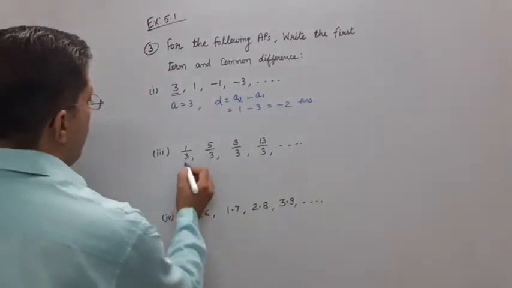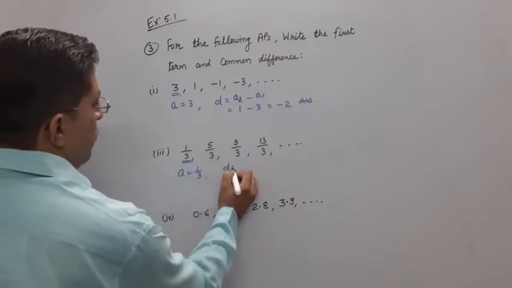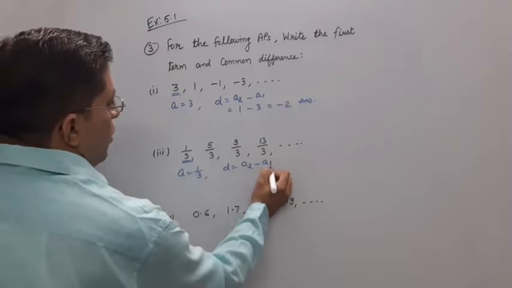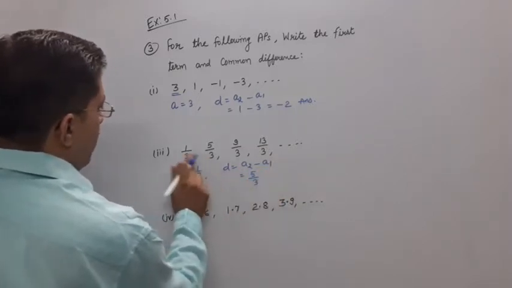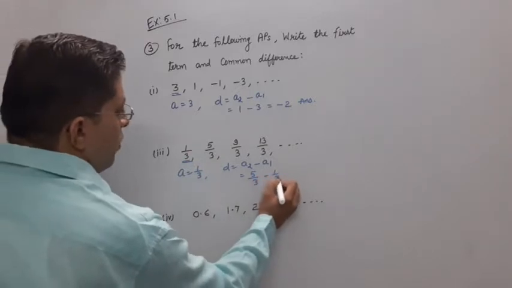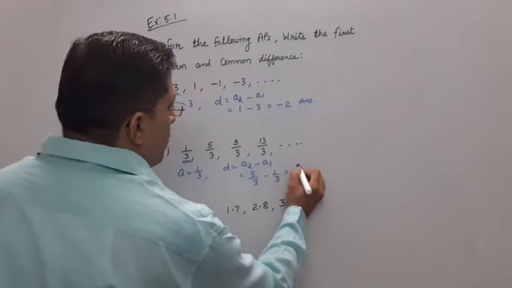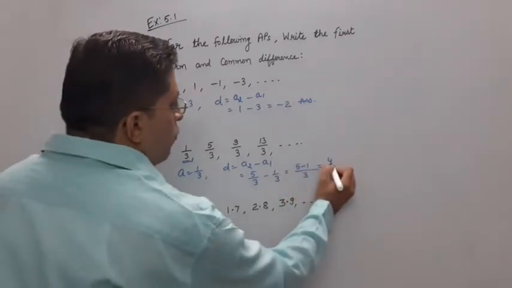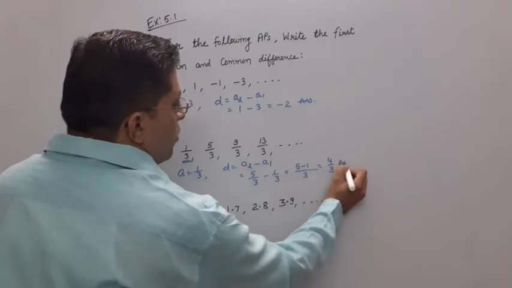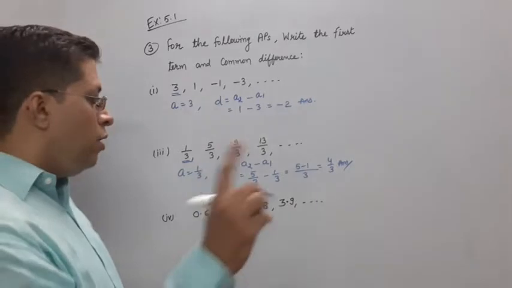Okay, one more. This is A and D is what? A2 minus A1. A2 is what? 5 by 3. A1 is what? 1 by 3. Then take LCM. 5 minus 1. 5 minus 1 is what? 4. 4 upon 3. This is your answer. Getting? It's very easy. Come on.